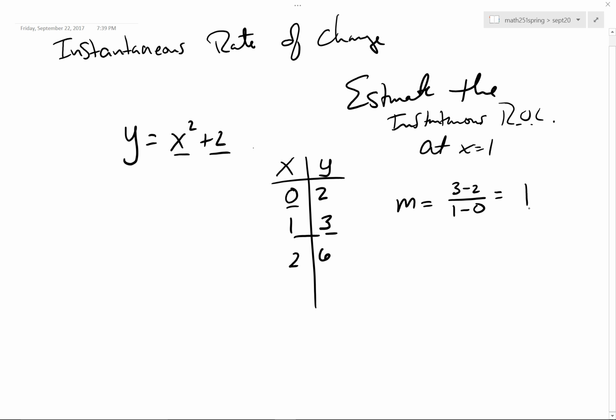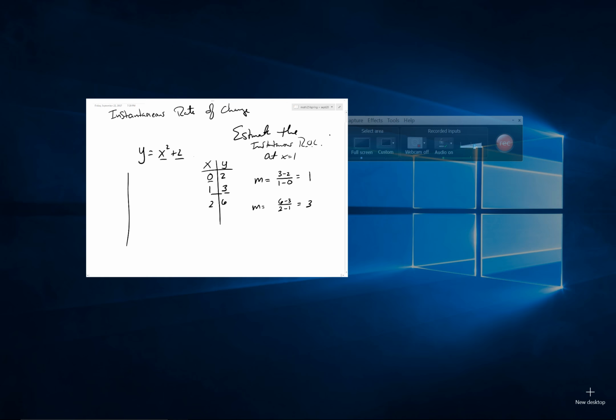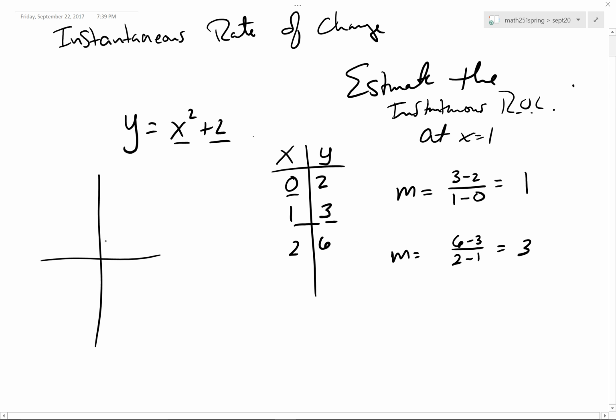So the slope is 1 across that region. Make sense? Now, the slope from 1 to 2 is 3. So what you're saying is, if you were to graph this guy, it looks like this. And here's this point, and here's that point, and here's this point. So what you did is you found this rate of change here, and this rate of change here.